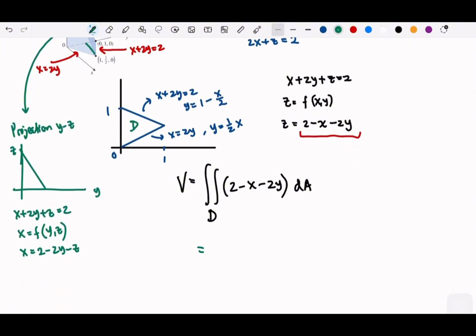Okay, now if we are using these projections, the XY projections, I will use X as our constant. So this will be 0 to 1, and the second one will be the Y. So Y will start from half X until 1 minus X over 2.